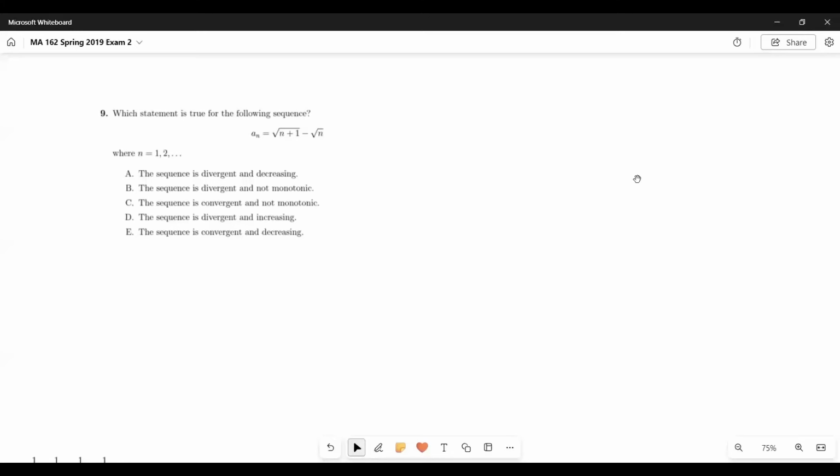Okay, so this question asks which statement is true for the following sequence. Let's write it first. a_n is equal to the square root of n plus 1 minus the square root of n. So in this question, we can just put this as the limit as n goes to infinity of the square root of n plus 1 minus the square root of n.